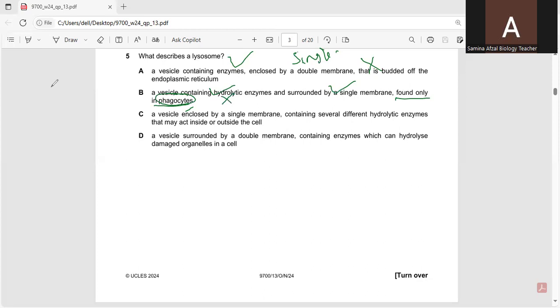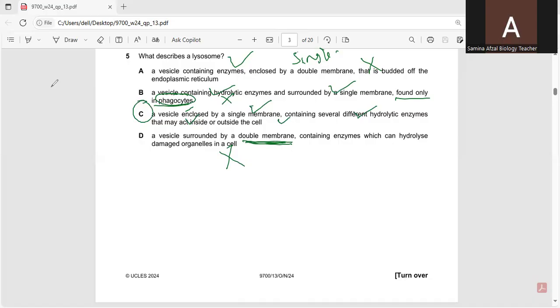A vesicle enclosed by a single membrane containing several different hydrolytic enzymes. They may act inside or outside the cell. They are secreted inside the cell for the breakdown, but sometimes they are also transported outside the cell. They are released outside the cell in certain situations. So I would like to say this is the correct option. C is the correct option. A vesicle with a double membrane, again they have written double membrane, so this is not the correct option. Only C is the correct option.